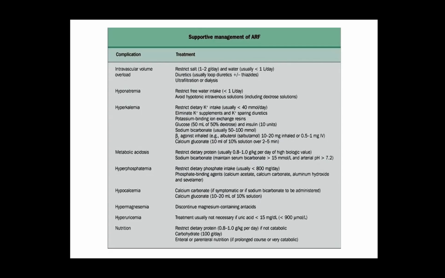Hyperphosphatemia: decrease their phosphate intake. Phosphate binding agents, depending on the calcium, you can use calcium acetate or sevelamer. Hypocalcemia in AKI, we often replete only when they're symptomatic. Otherwise, it's really not necessary to replete them with calcium gluconate. Hypermagnesemia is what you see, so discontinue magnesium-containing agents. Hyperuricemia, you can start allopurinol at a lower dose, or if it's TLS, there's always rasburicase. Remember to send your G6PD levels in patients before giving them rasburicase. And nutrition support as well.